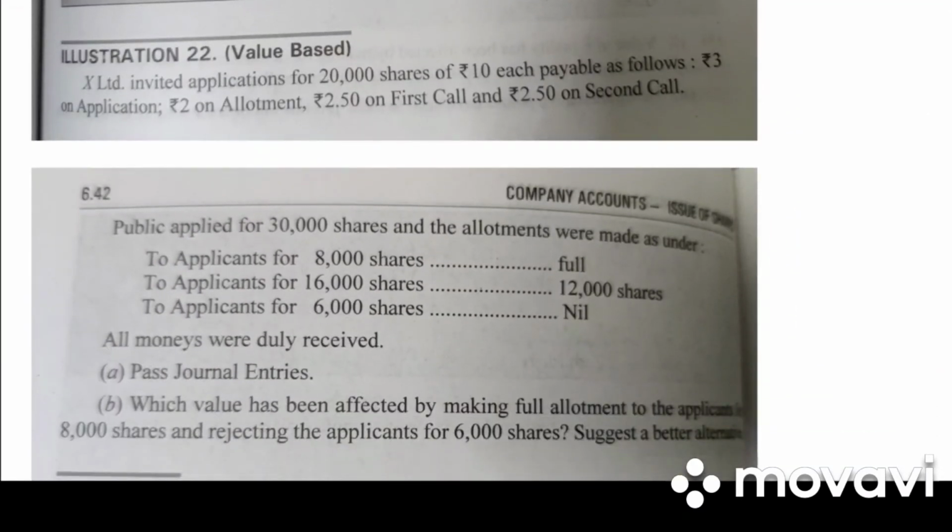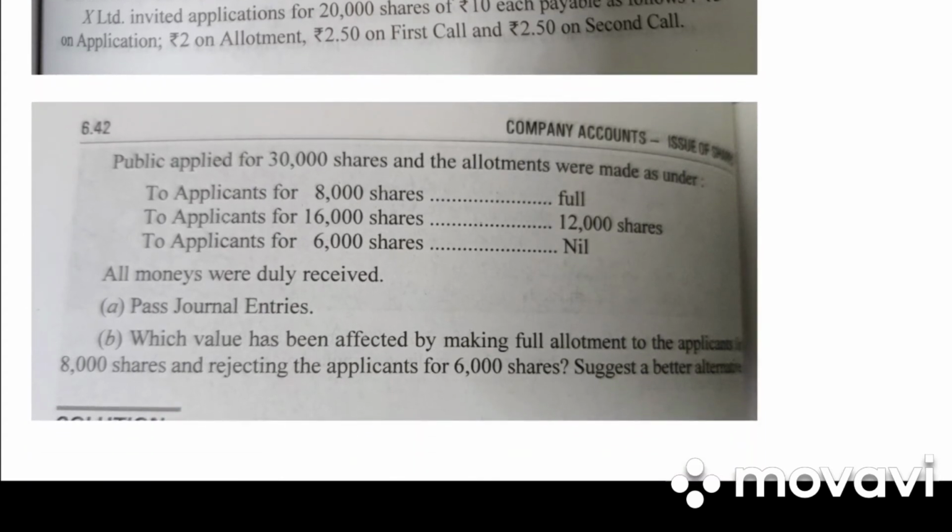Illustration 22. X Limited invited application for 20,000 shares of rupees 10 each. Public applied for 30,000 shares and the allotment are as under. To applicants for 8,000 shares, full. To applicants for 16,000 shares, only 12,000 shares. To applicants for 6,000 shares, nil. So whoever has applied for 8,000 shares will get full shares. Whoever applied 16,000 shares will get only 12,000 shares. And whoever has applied 6,000 shares will not get anything. All money were duly received.